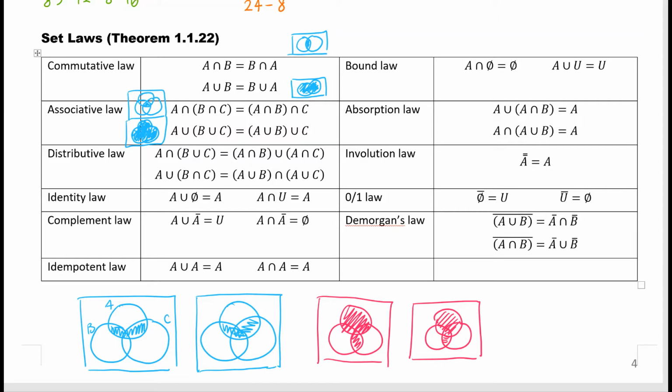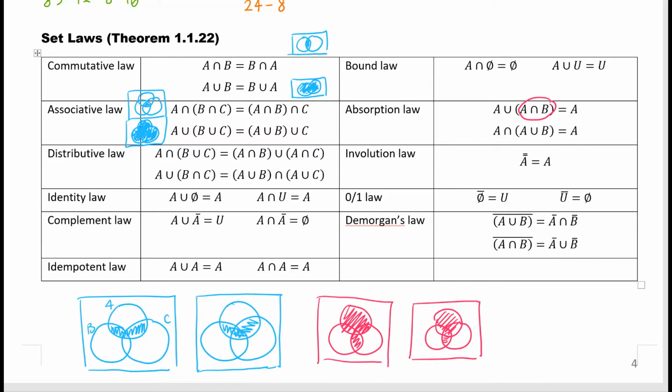Idempotent law: A union A is A, and A intersect A is A. Then we have the bound law. A intersect the empty set is the empty set. A union the universal set is the universal set. And then we have the absorption law. A union A intersect B. Do you see A intersect B is a subset of A? So when you take the union, the biggest set just dominates, right?